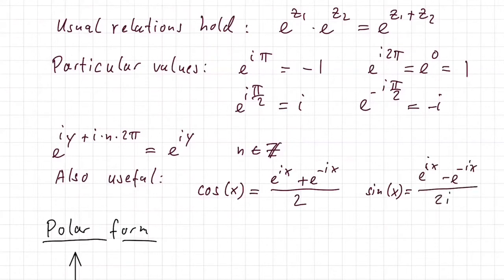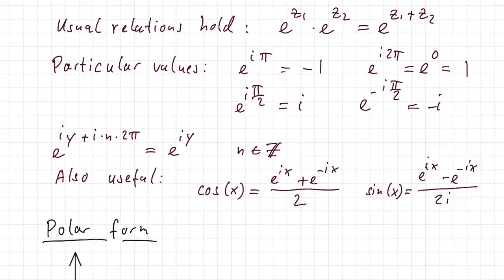Now, these can be useful identities, especially when we're thinking about doing integration, because integrating cosine and sine is not so easy, but integrating exponential functions is very simple. So that's a common trick in many cases, to replace cosine and sine by these identities here, and then solve the integral easier.